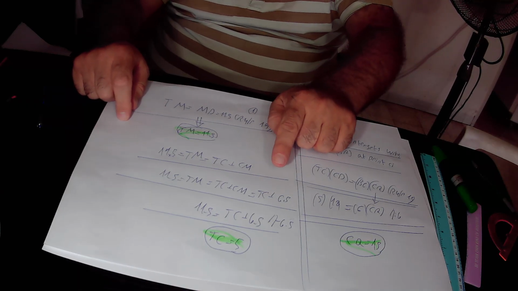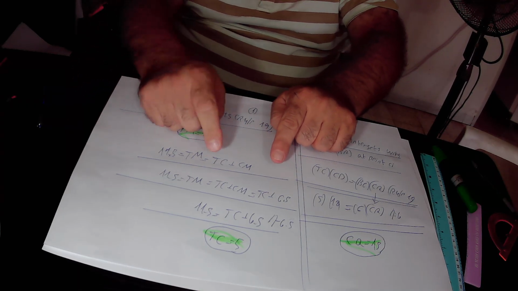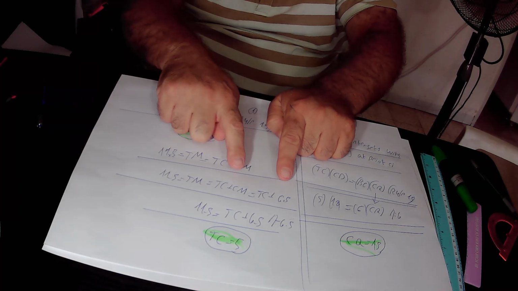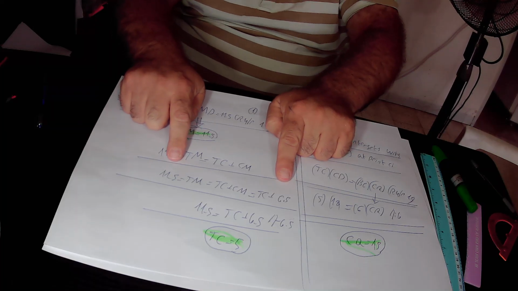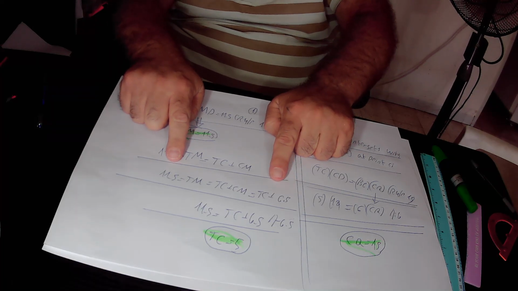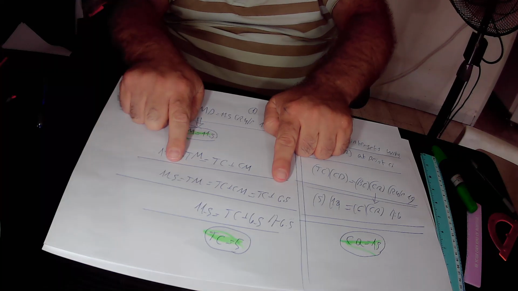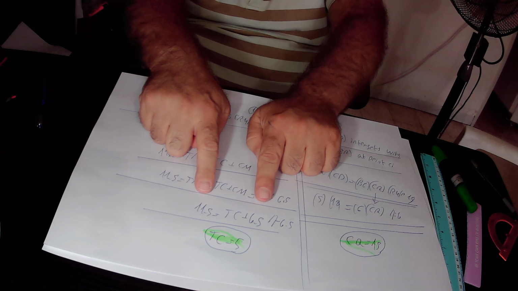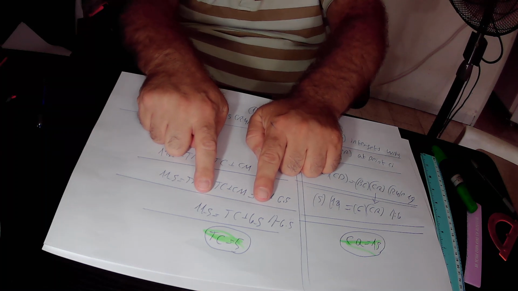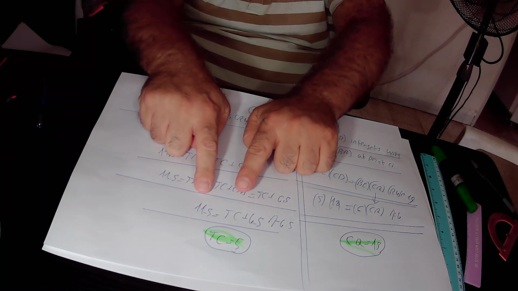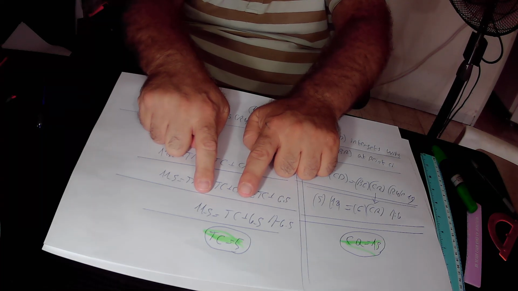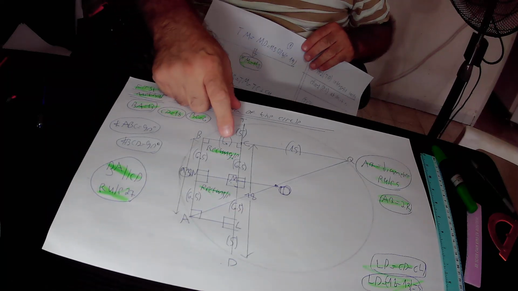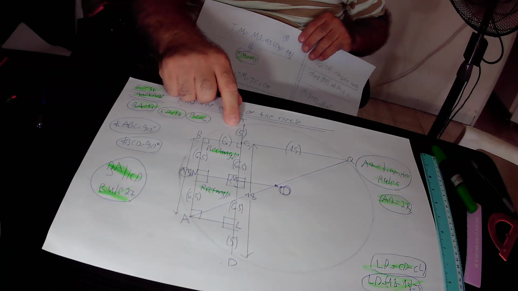So in total, TC plus CM, and CM is 6.5. From this equation, we derive that 11.5 equals TC plus 6.5. Here we subtracted 6.5 from both sides, and we found out that the missing side TC equals 11.5 minus 6.5, which is 5. So line segment TC equals 5 units in its length.